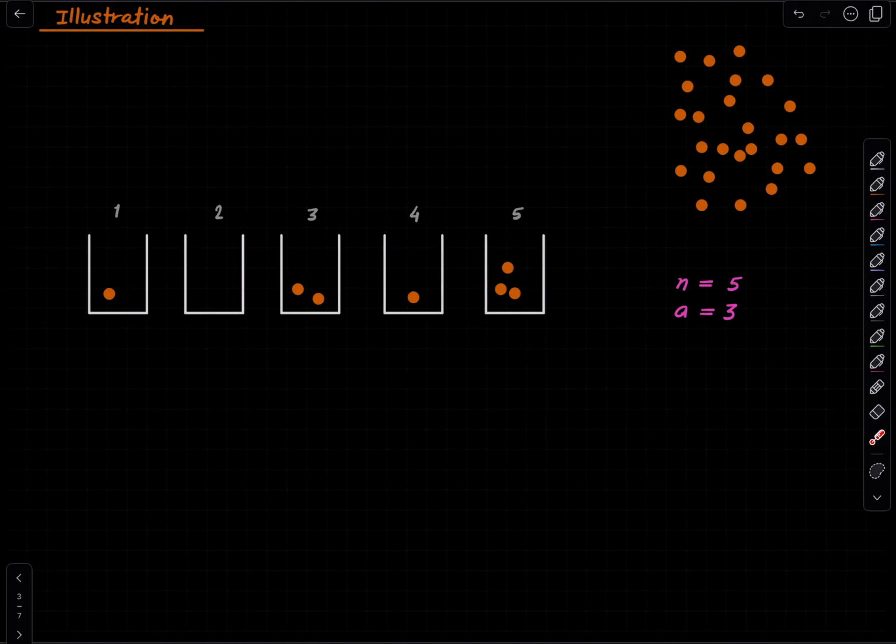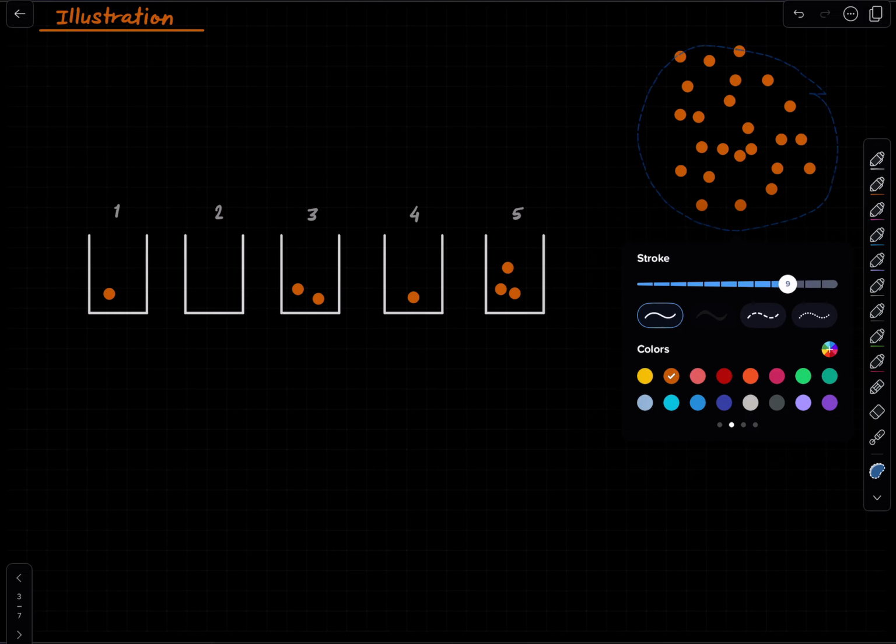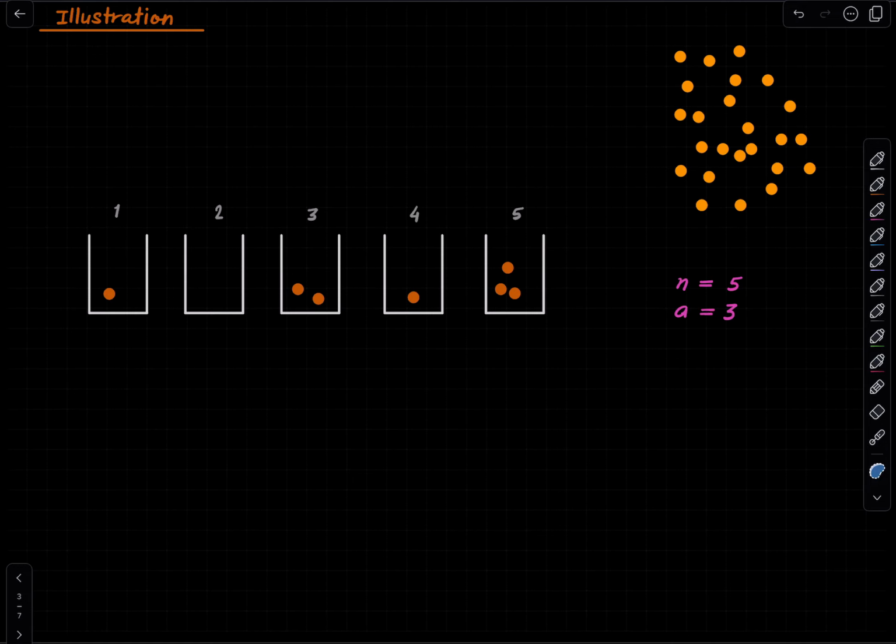So this time there are 5 bins and Alice is allowed to choose any 3 of them and add 1 ball to each. So here is our indefinite supply of balls. Let me color them a little differently so that we can see. Okay. So what is Alice allowed to do?